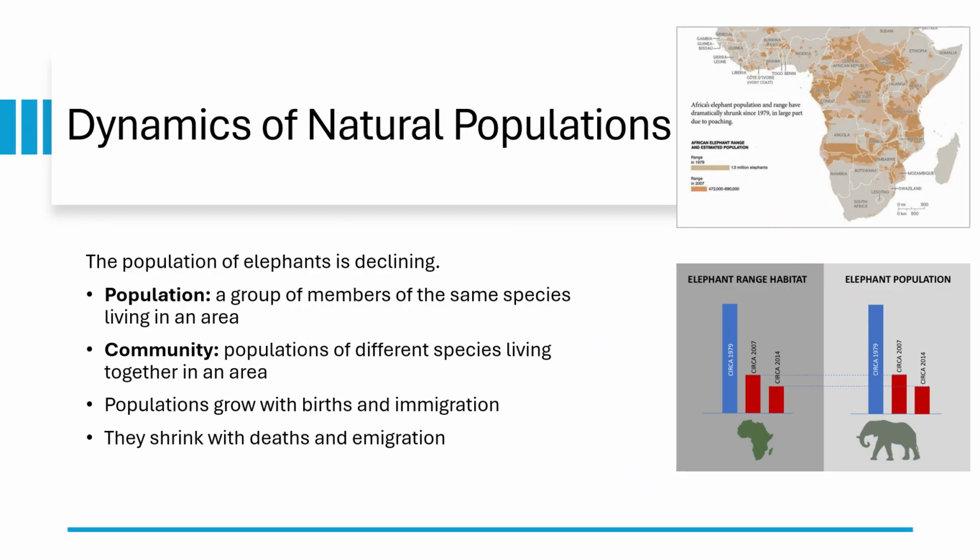So now that we've seen the example of the elephant, we understand that organisms, when they live in an ecosystem, have to interact not only with organisms of their own species, but also with organisms from other species. So we're going to define a few terms here. A population is a group of members of the same species living in an area, and a community is the populations of all the different species that live together in an area and interact together. Populations can grow with birth and immigration, and they shrink with death and emigration.